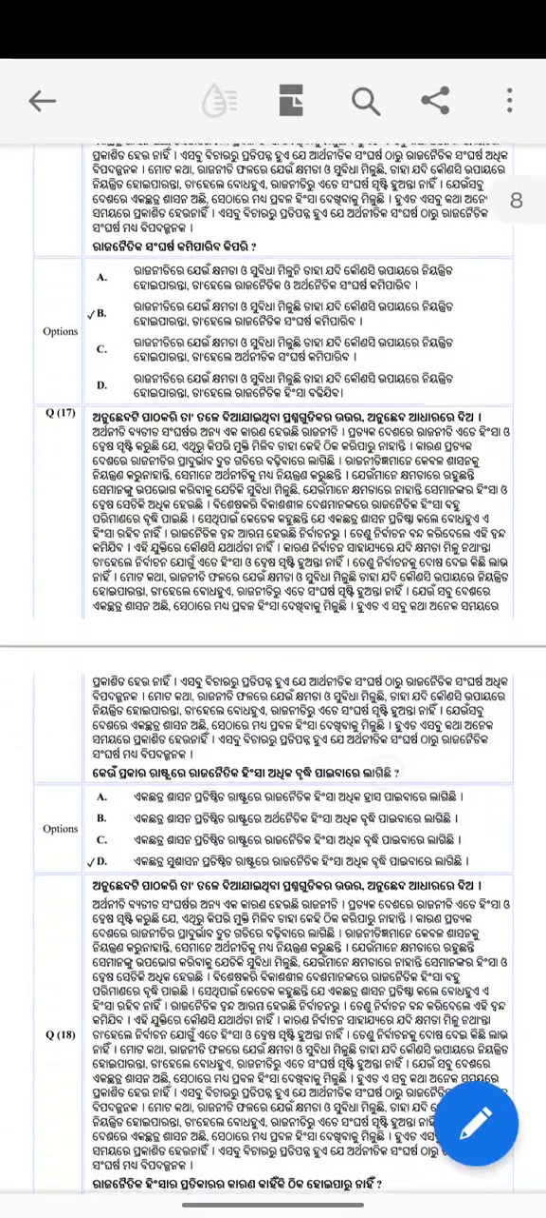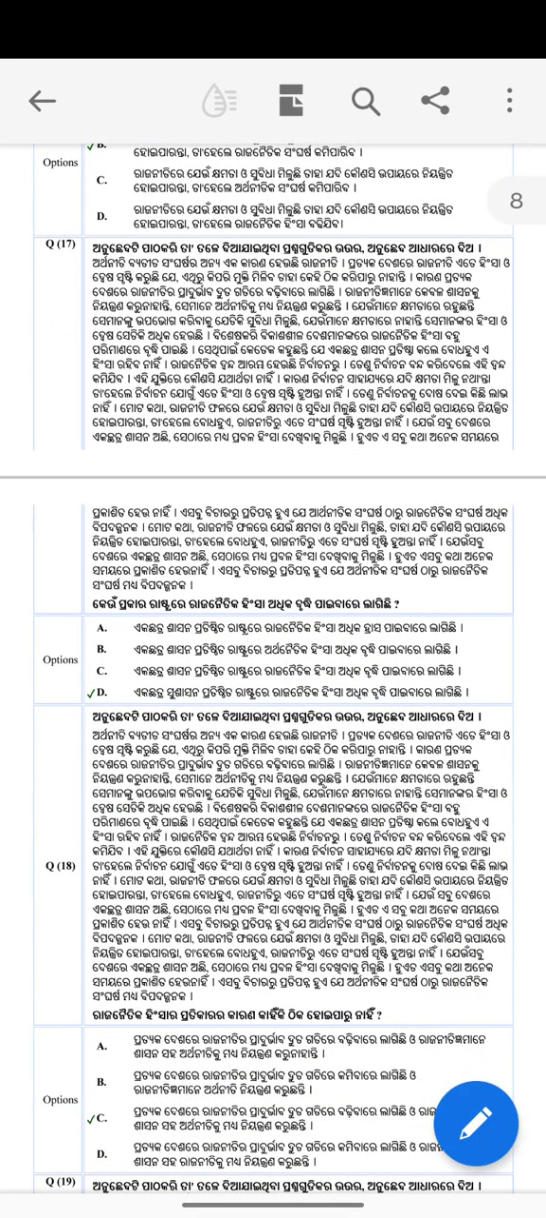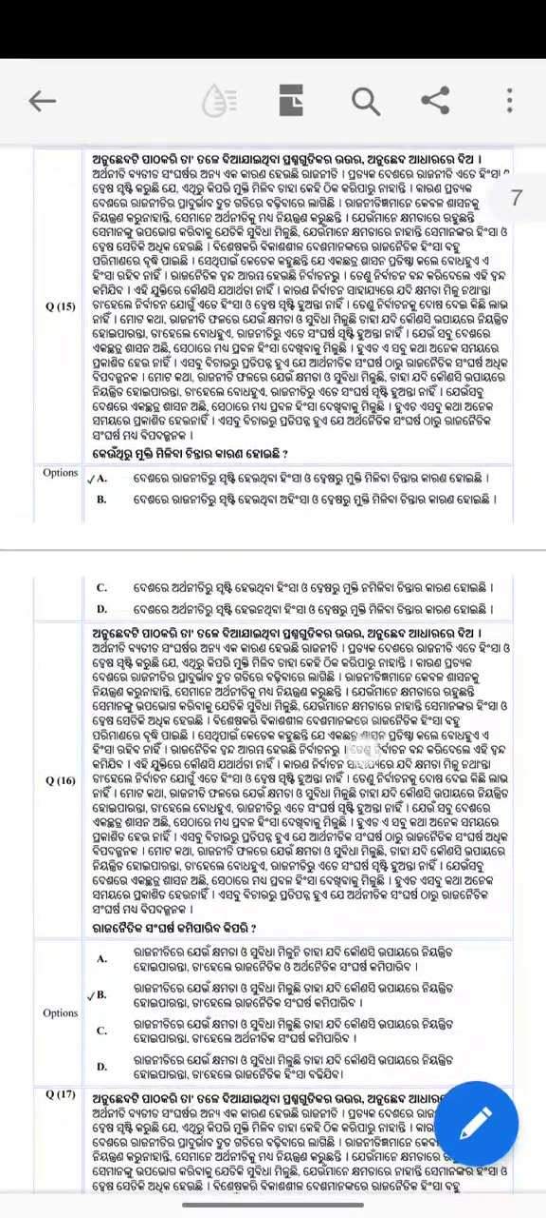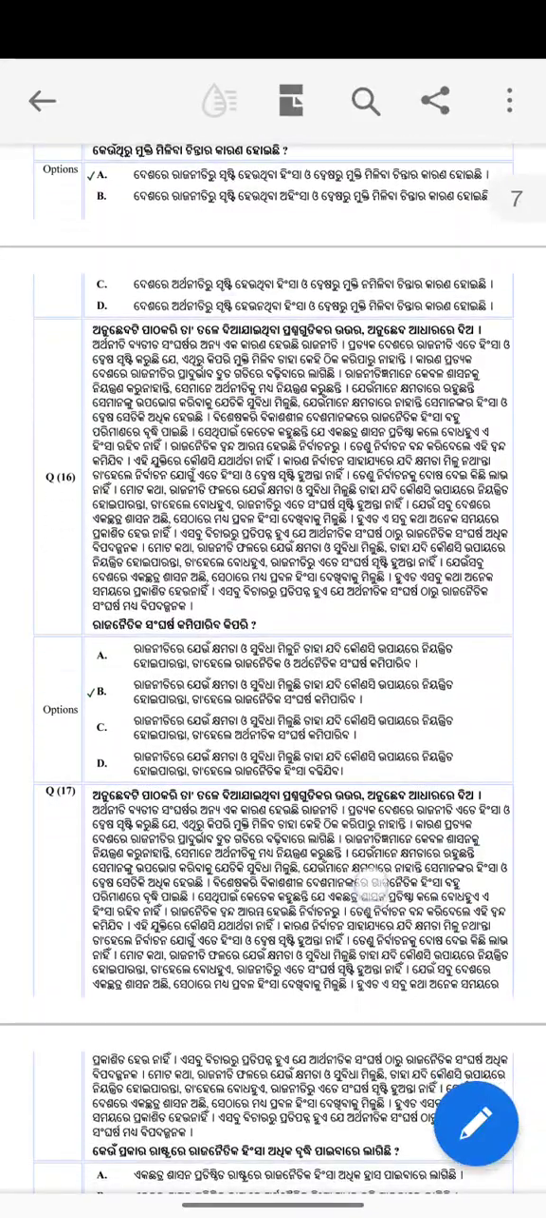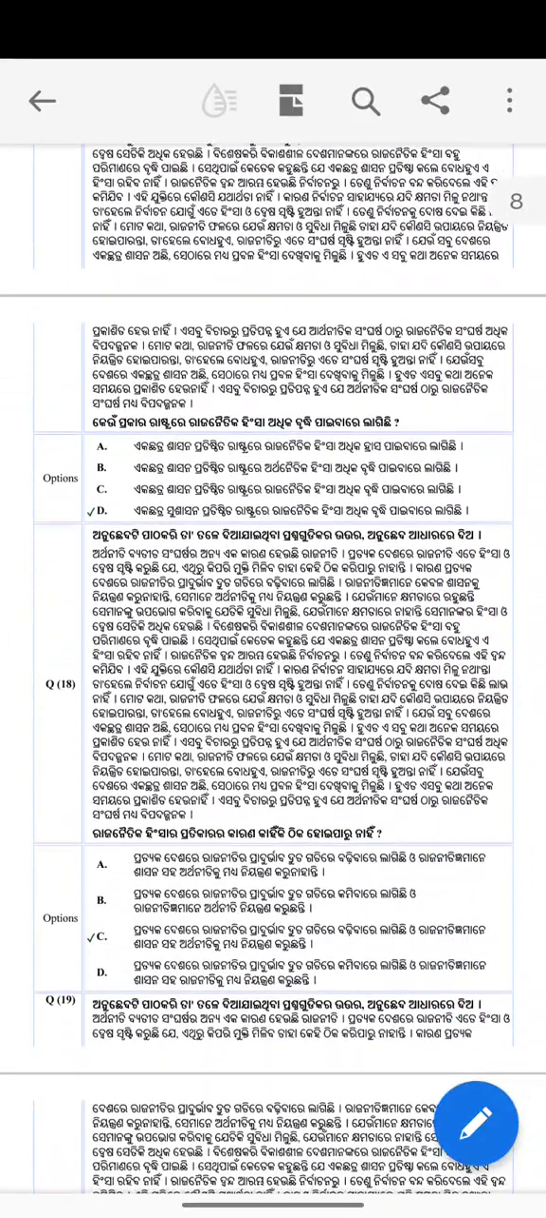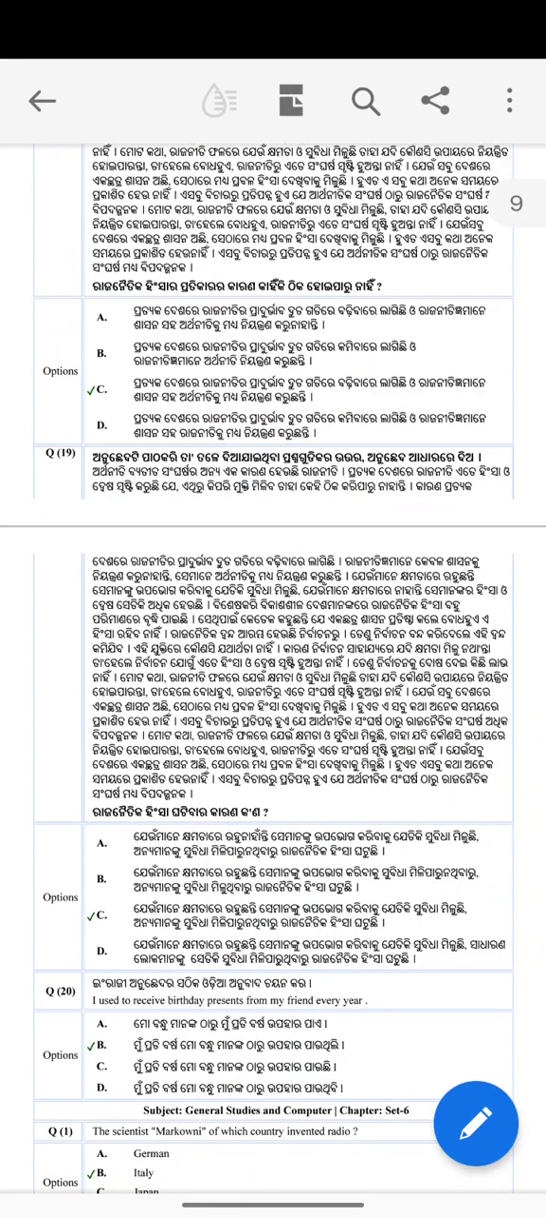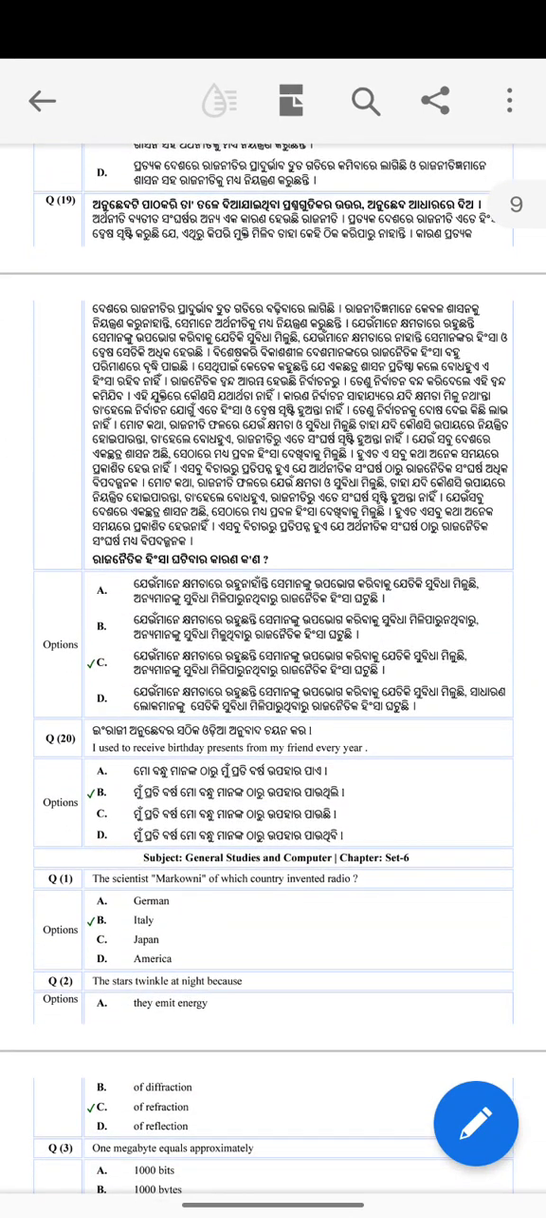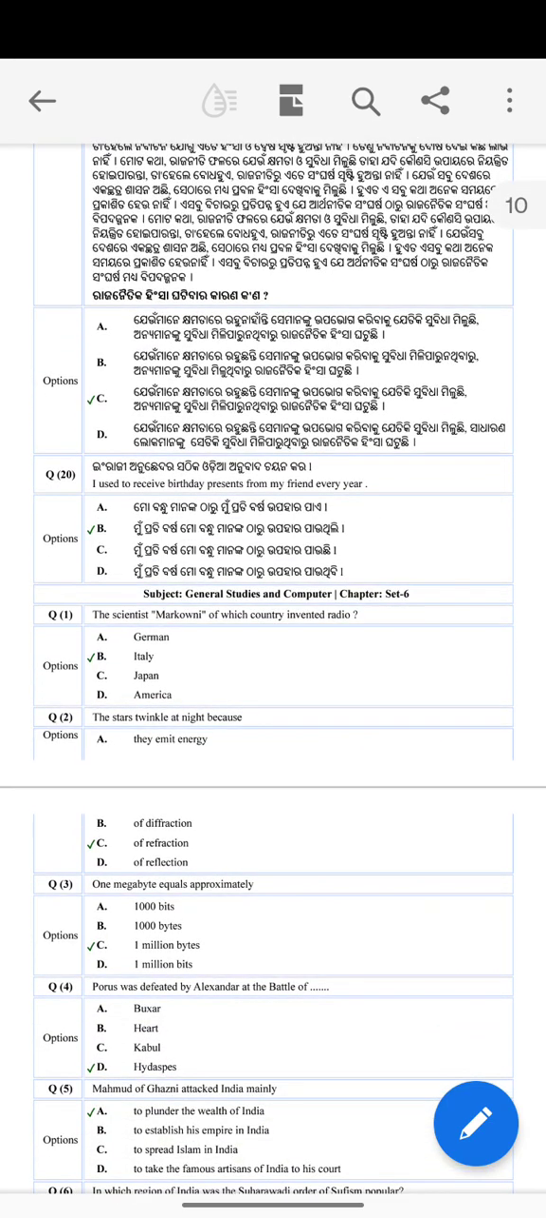When we move forward, I can see questions 15, 16, 17, 18 and 19 are of the same pattern. So I think all these questions are RC or passage based questions.